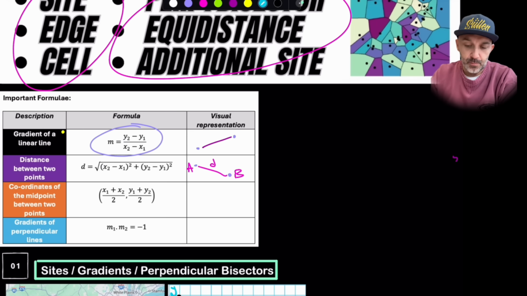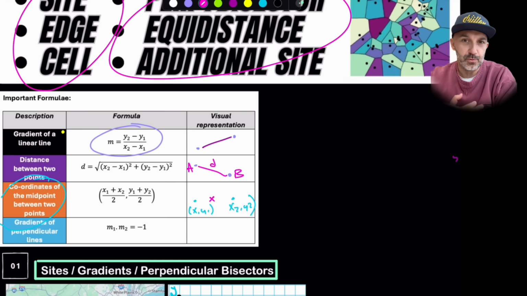The third formula that we're going to look at is the coordinates of a midpoint. So we just simply add the two coordinates together, as in we add the x components. So we'll call it x1, y1, and then we'll have x2, y2. And we simply add the x components together, divide by 2, and then the same for y, divide by 2, and we will find what's called the midpoint of the two coordinates.